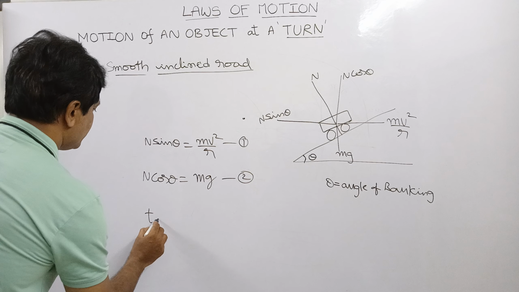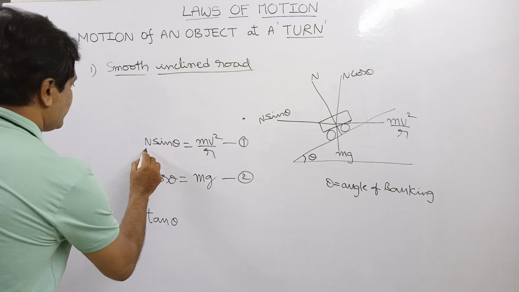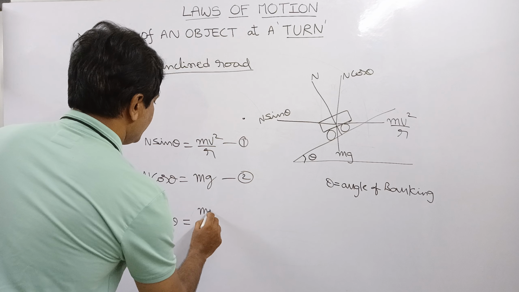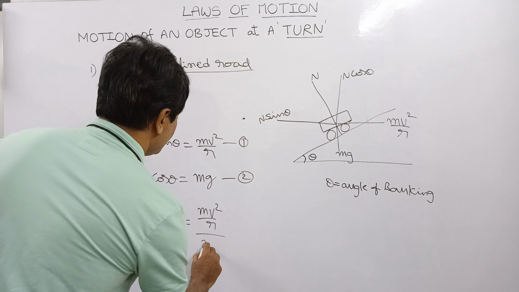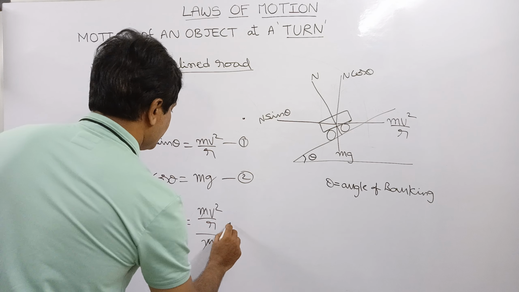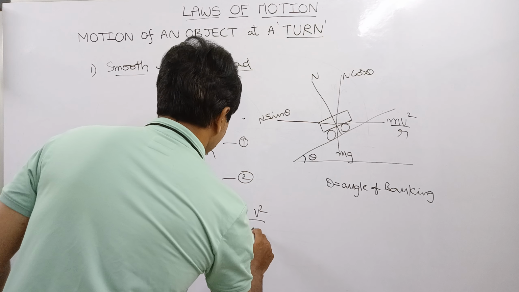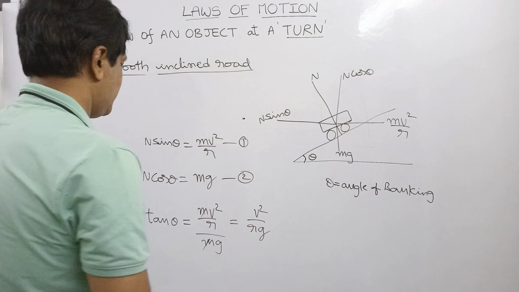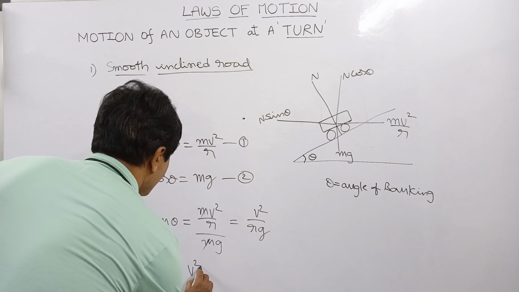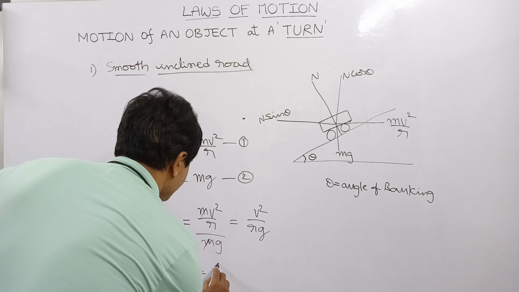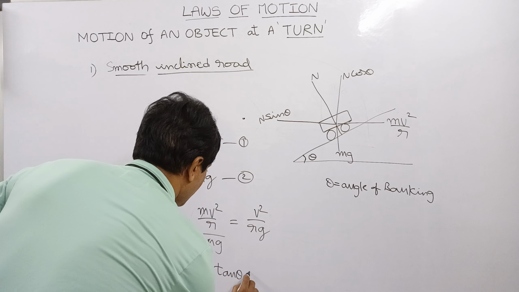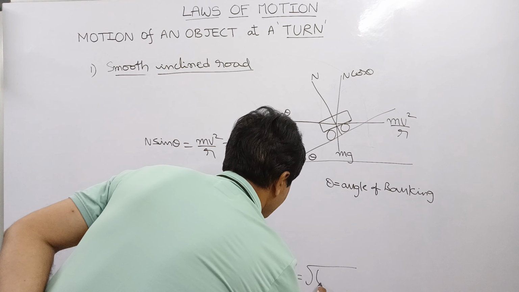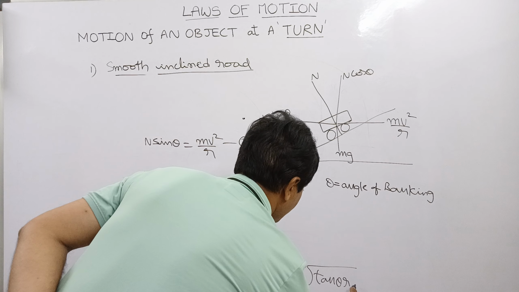I can directly write: N will get cancelled, sin theta by cos theta is equal to tan theta, and mv square by r by mg, that means m gets cancelled, this will become v square by rg. Okay, v square by rg. So to know the velocity, this becomes tan theta into r into g. That implies v is equal to root of r g tan theta.